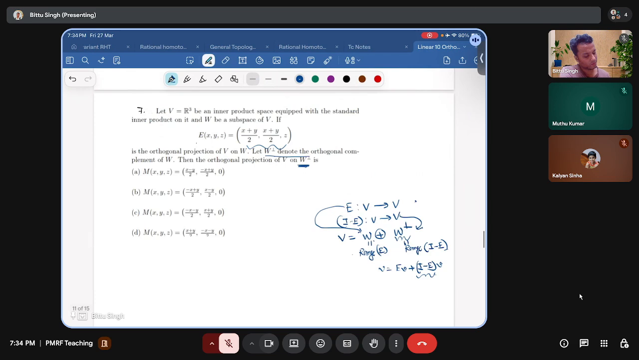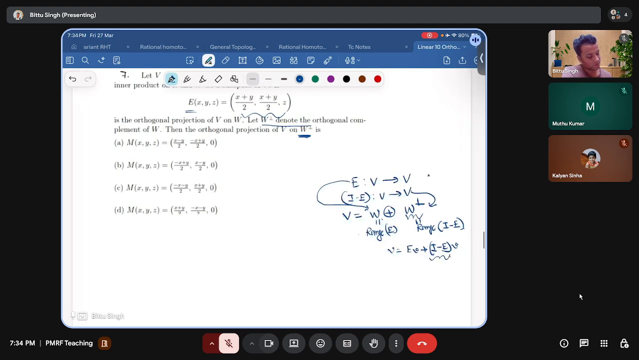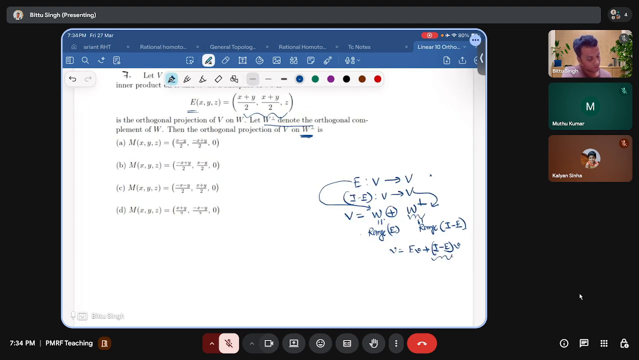So E is already given. We need to find the projection on W perp, which is the same as I minus E. Here the projection is denoted by M. So M of x, y, z is the same as I minus E on x, y, z.